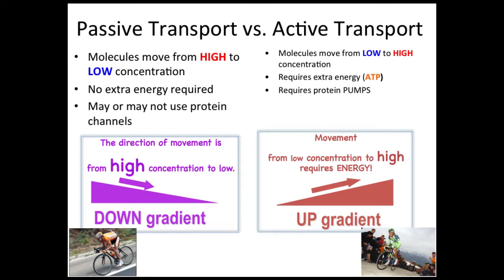To go back to our cyclist example, you've got to pedal like crazy to get uphill, right? It takes lots of energy to pedal up that hill. So the up gradient is not an easy thing to achieve. That's why we need to use energy.